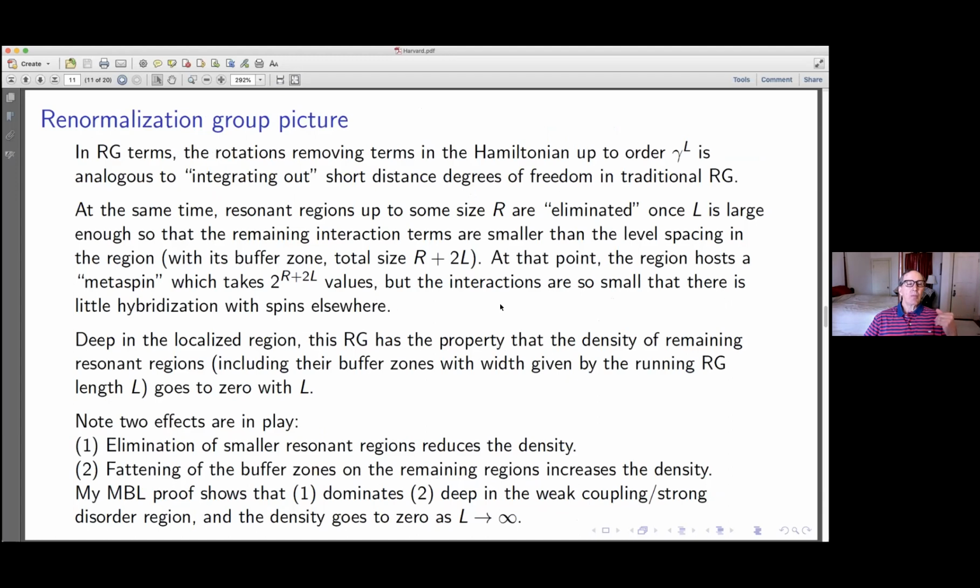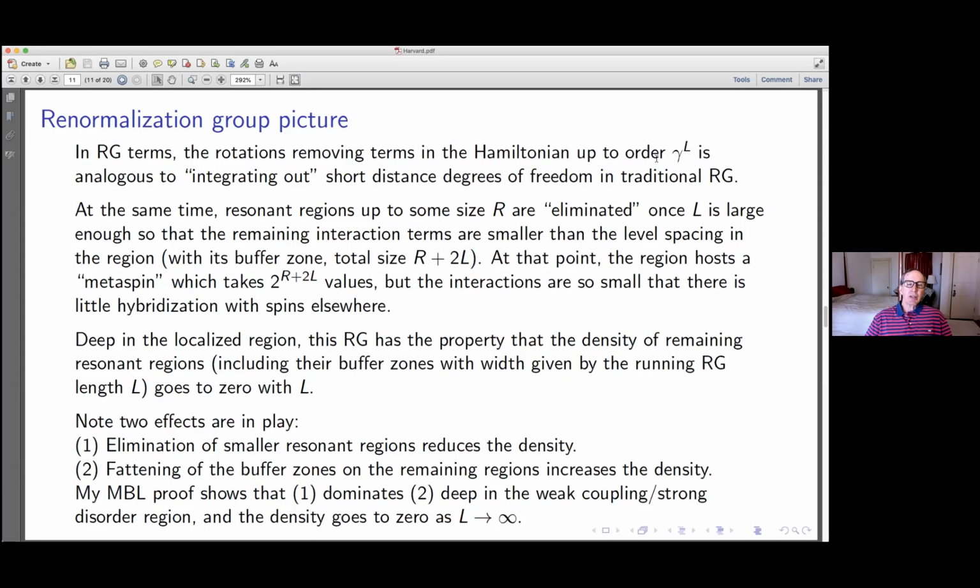All right, so now I want to talk about the renormalization group picture, which underlies the 2016 proof. In RG terms, what we're doing is performing these rotations involving terms in the Hamiltonian up to order gamma to the L. This can be thought of as analogous to integrating out short distance degrees of freedom in the more familiar realm of traditional RG.